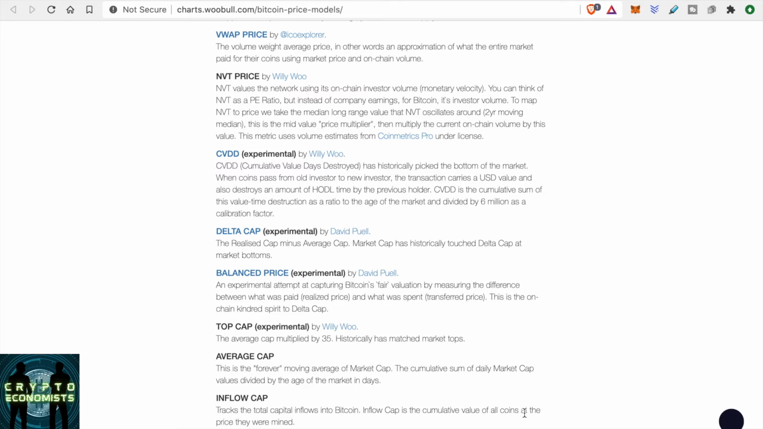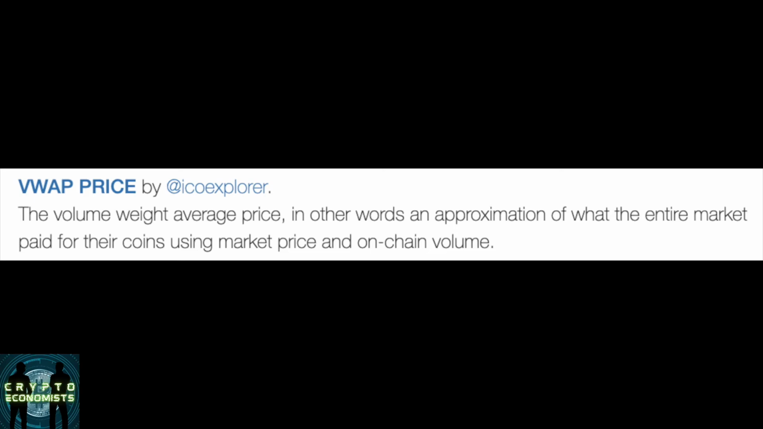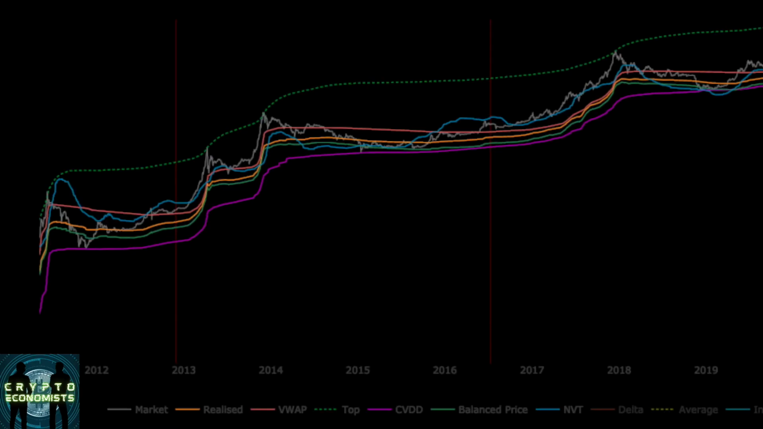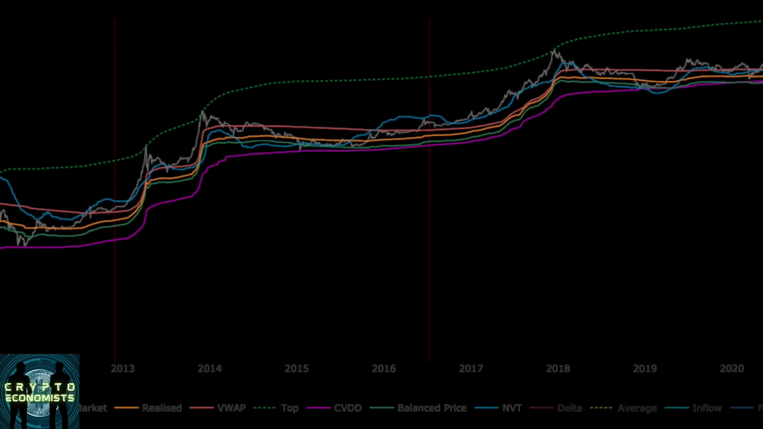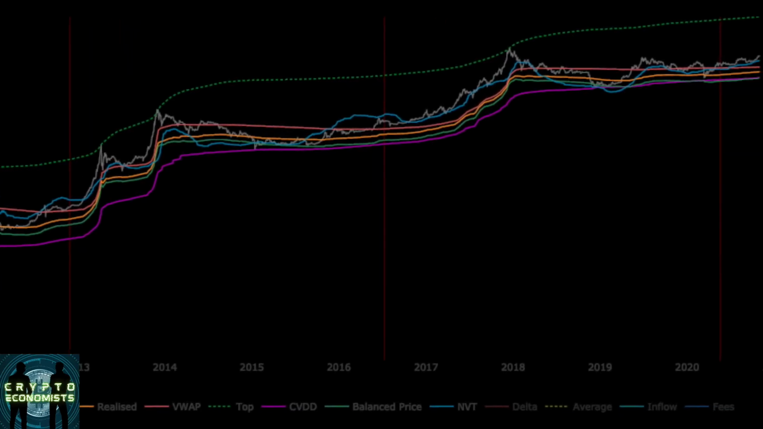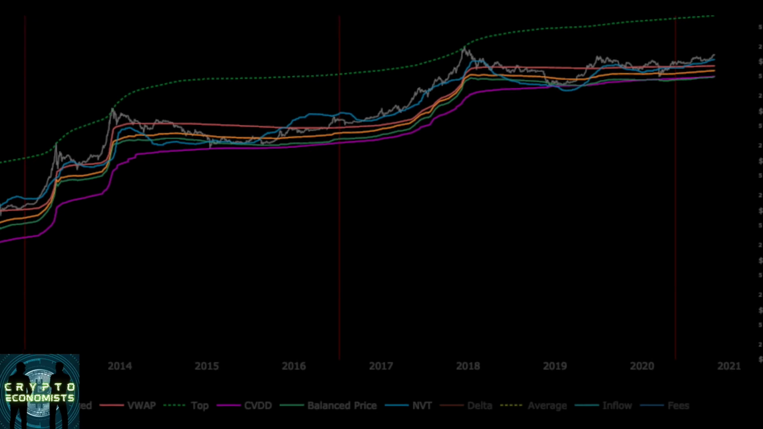Another metric that is used to measure the Bitcoin price is the VWAP price, which is the abbreviation for volume weighted average price. This is an approximation of what the entire market paid for their coins using market price and on-chain volume.